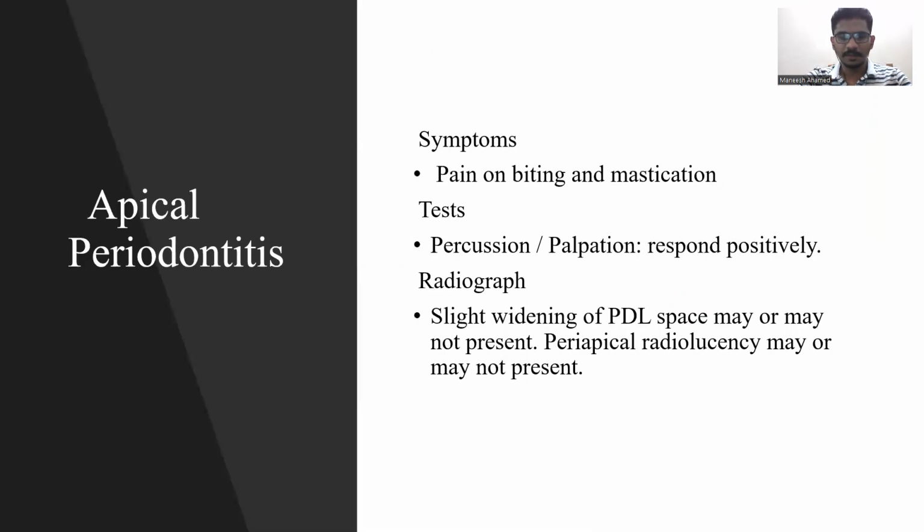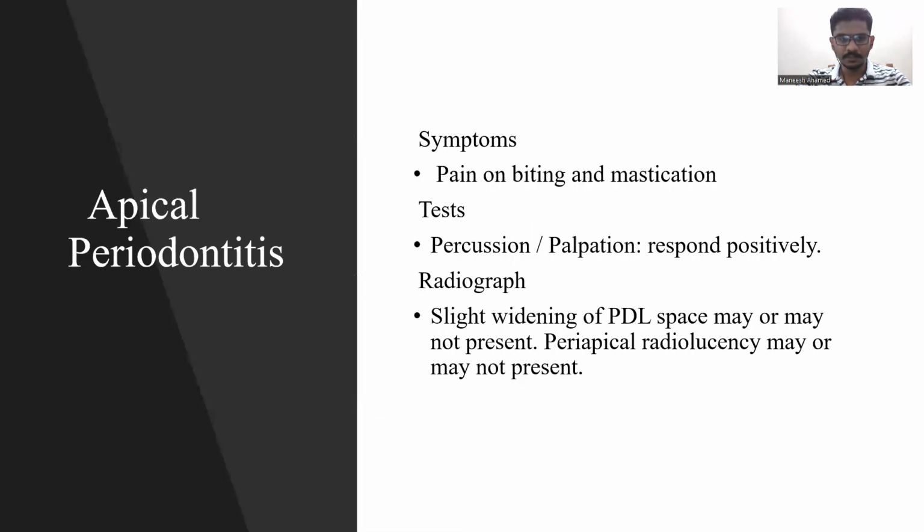Coming to apical periodontitis, the pulp is necrosed and the infection has crossed the apical foramen, so there are changes in the periapical periodontium. The symptoms include pain on biting and mastication. Tests include percussion and palpation, which usually respond positively. Radiographic features include slight widening of the periodontal space, which may or may not be present. In acute cases, there won't be much periodontal space widening, but in chronic cases there can be clear widening. Periapical radiolucency may or may not be present.